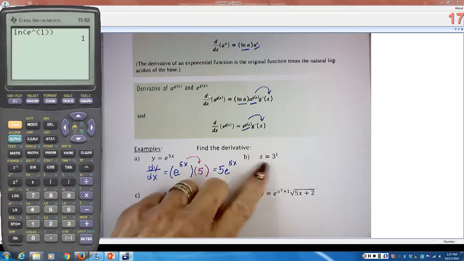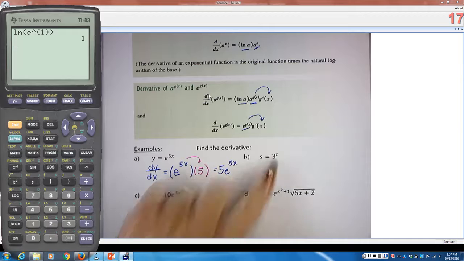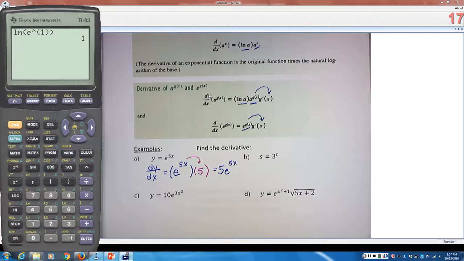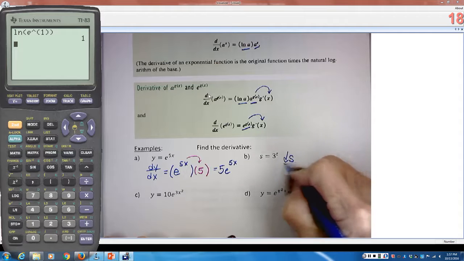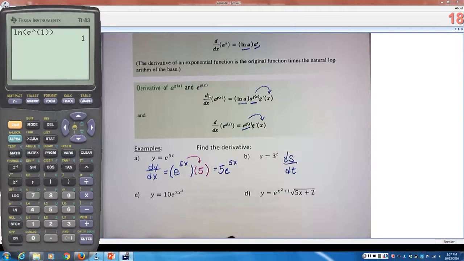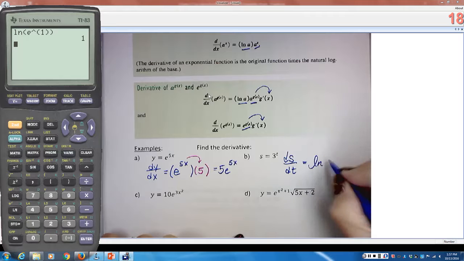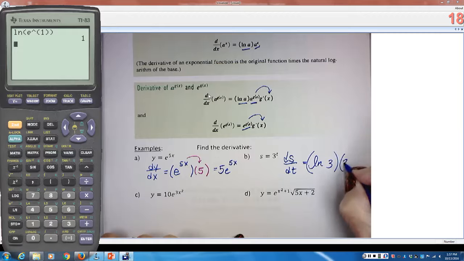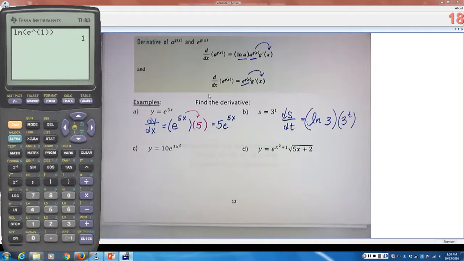Okay, here we have a constant 3 raised to the power t. It doesn't really look like a chain rule problem because it isn't. So ds dt, or s prime, is equal to the natural log of the base times what you started with. Okay?